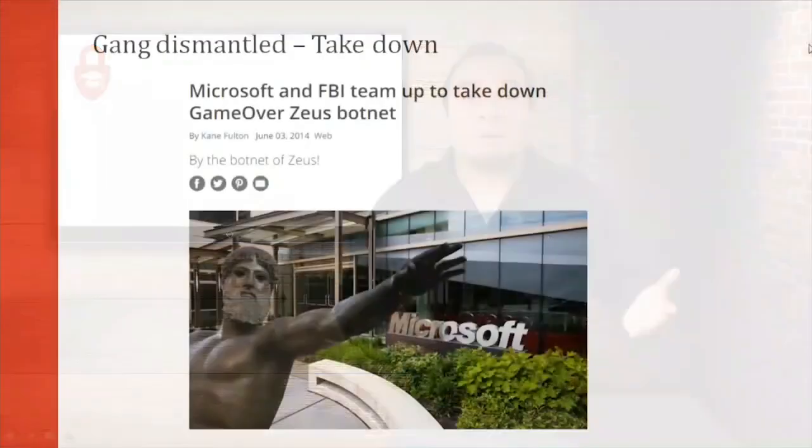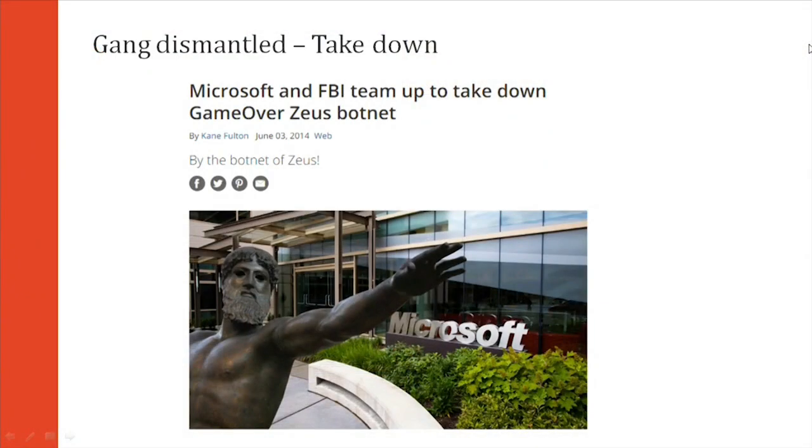Okay, here is just an example so that you know what I'm talking about: Microsoft teaming up with the FBI to take down the Game Over Zeus botnet, which was actually a pretty active botnet. You can see that organizations like Microsoft do their intelligence and provide that intelligence to the FBI so that together they can go and shut down the servers and physically arrest the people behind it.